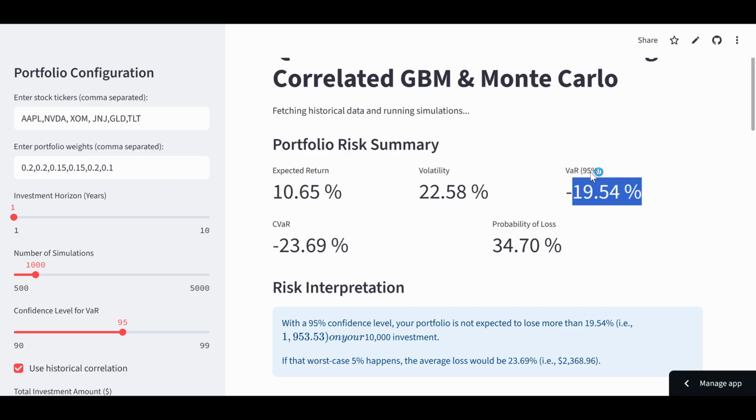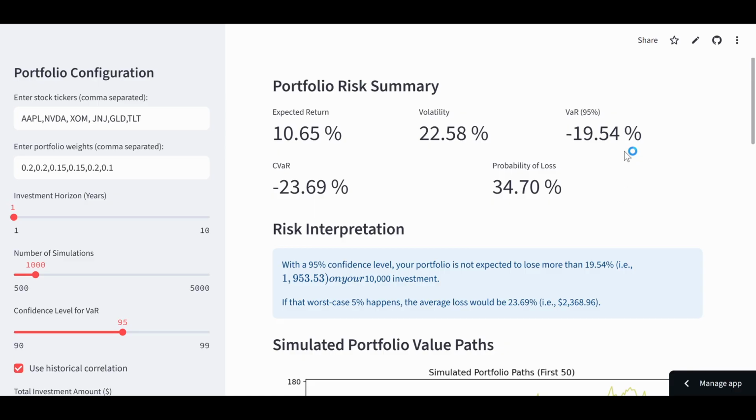So basically, in the last fifth percentile, the worst 5% of the cases that your portfolio can go through, it has run 1,000 different simulations, 1,000 different ways that your stock portfolio can go. In those 1,000 different ways that it has simulated, the worst 5% of the cases would go beyond 19.54%. So that means in the worst 5%, there is a 5% chance that your portfolio could lose more than 19.54% of its value. So that is what it's saying.